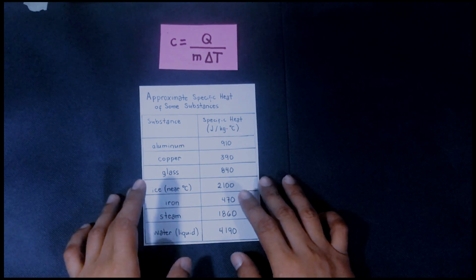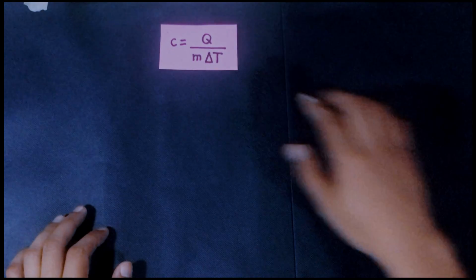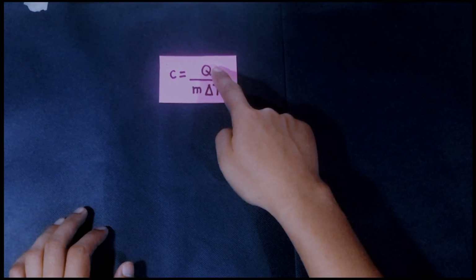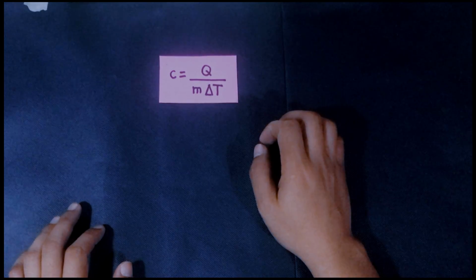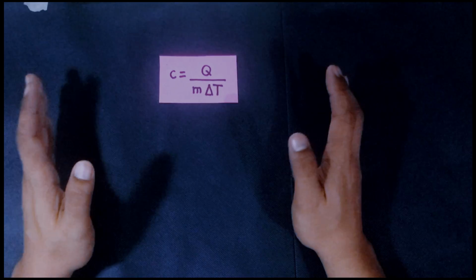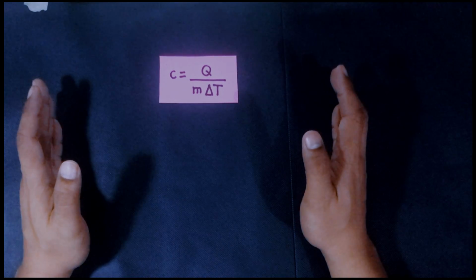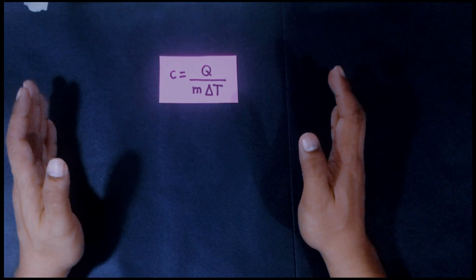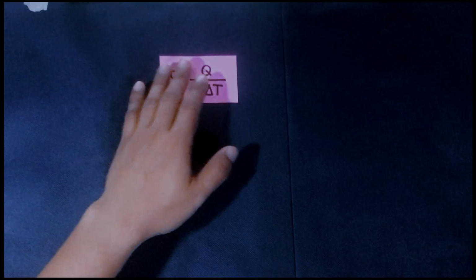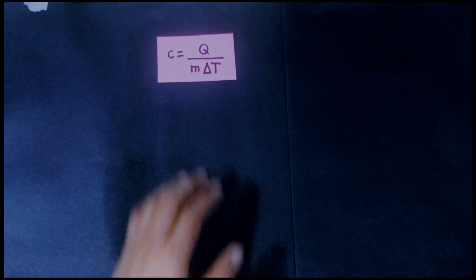Basically, what we can do is rearrange this equation in order to solve that kind of situation, wherein the mass is no longer 1 kilogram and the change in temperature is no longer equal to 1 degree Celsius. So, how do we use this formula to solve the problem?